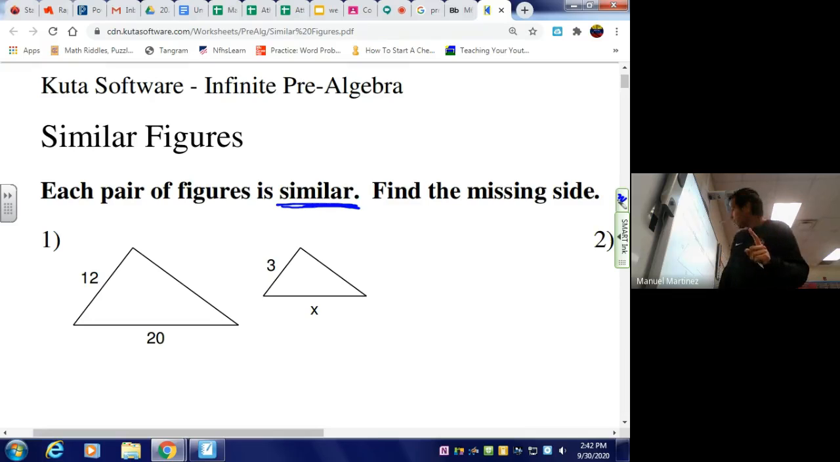If they are similar, it means two things. First, the angles are the same, equal, congruent. And second, the side lengths are proportional. So what they want us to do is figure out the value of x in this case. I'll give you a minute to sketch those and try to come up with something to figure out the value of x.